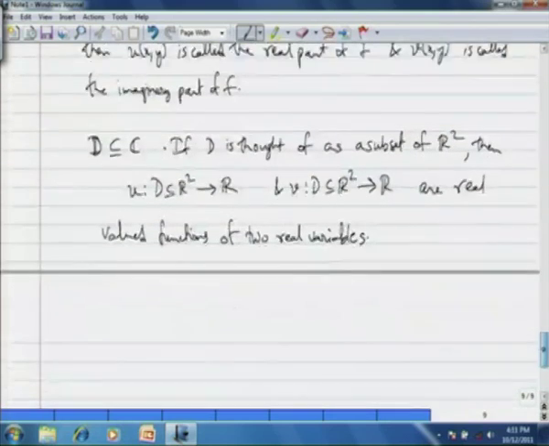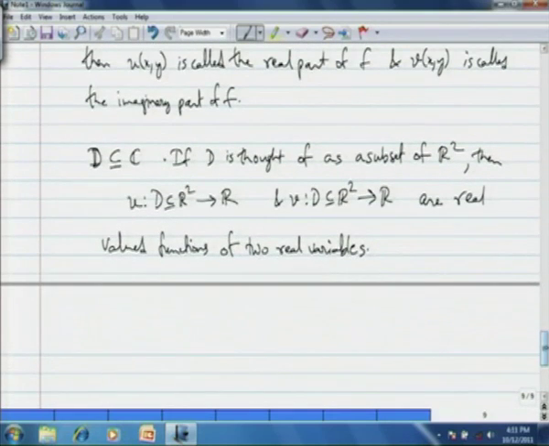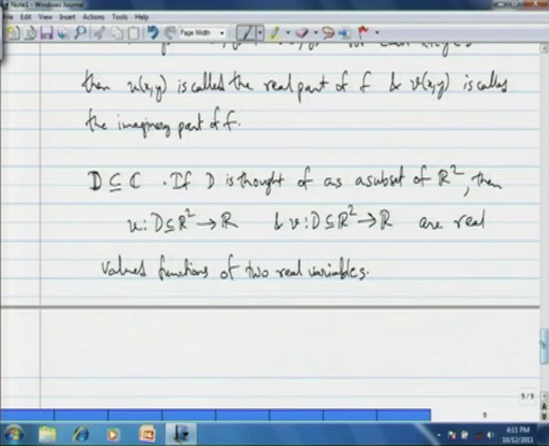In general it is a good exercise to practice with a few functions what their real and imaginary parts are going to be. So, the viewer is advised to pick a few functions and find their real and imaginary parts. Next, we want to talk about visualizing these complex functions.